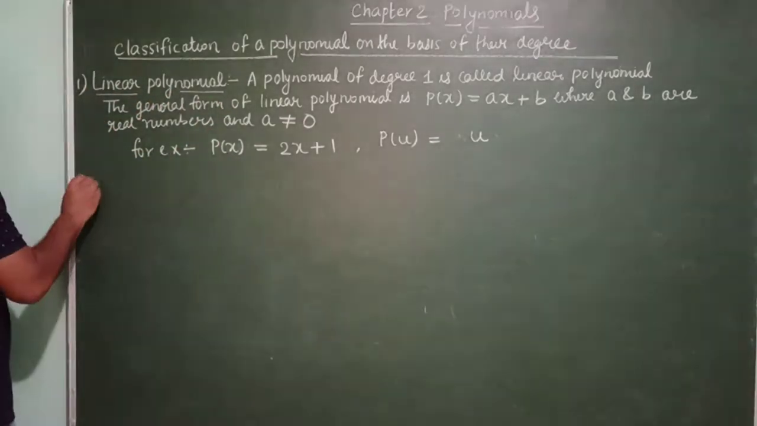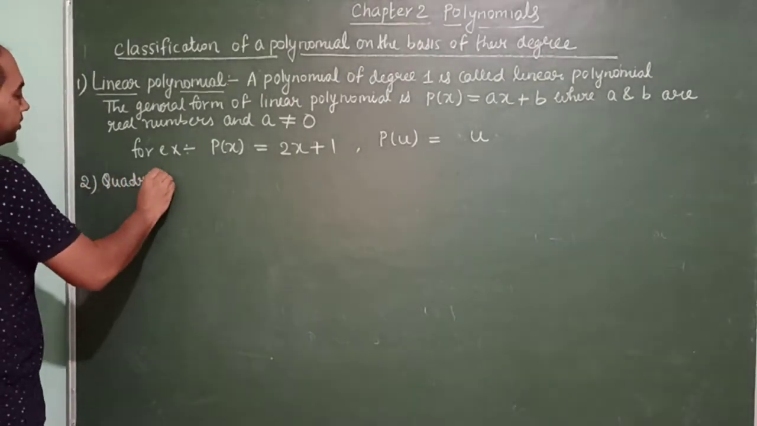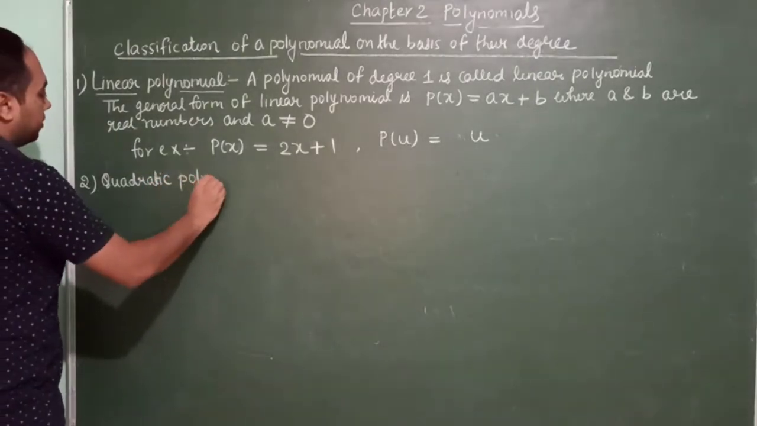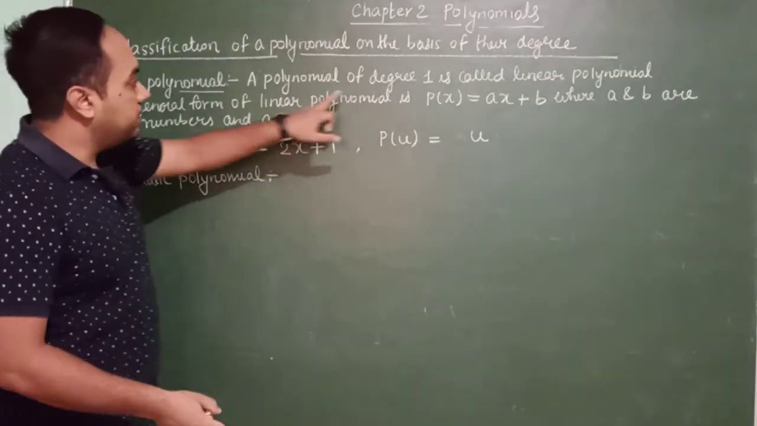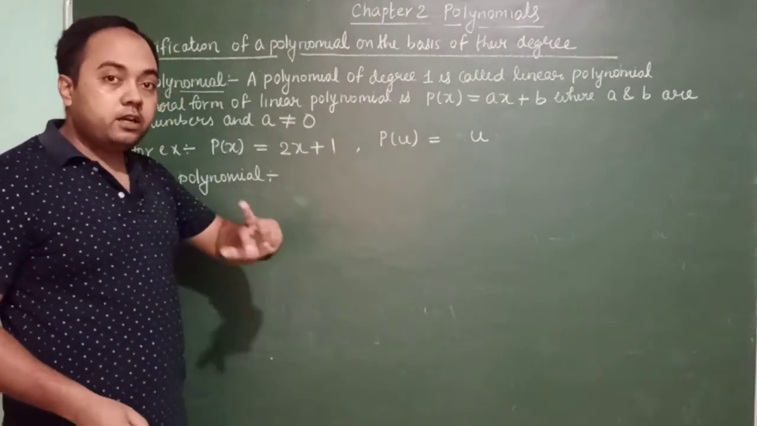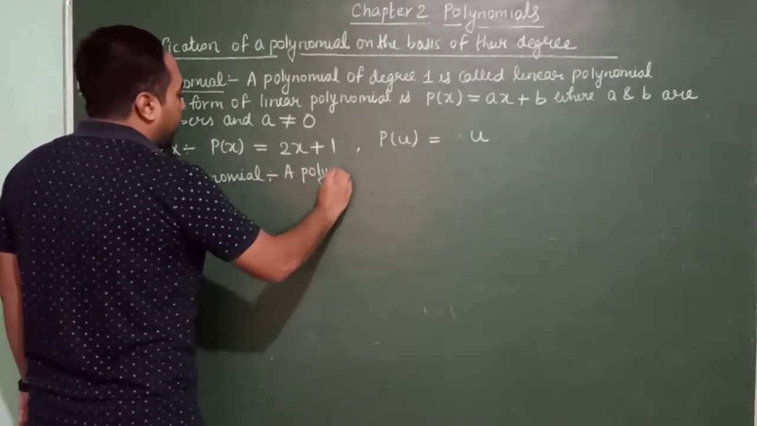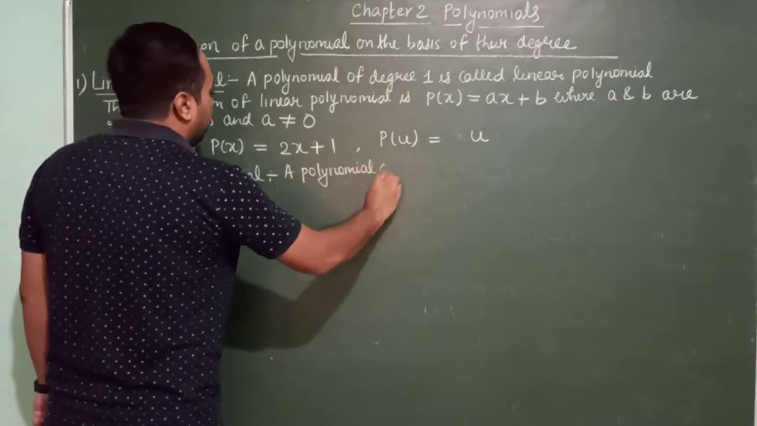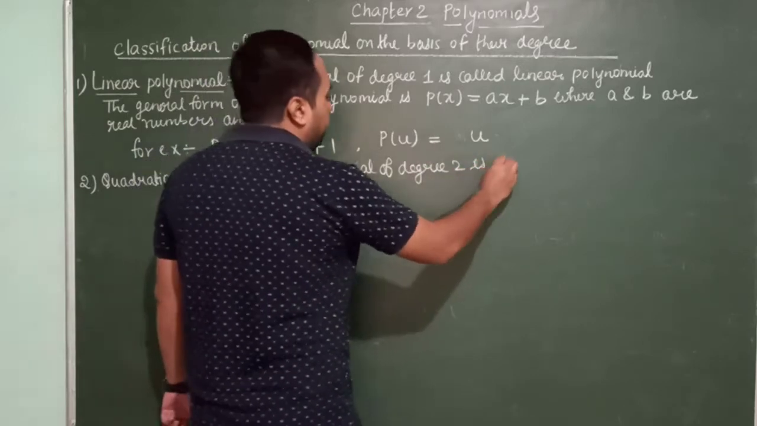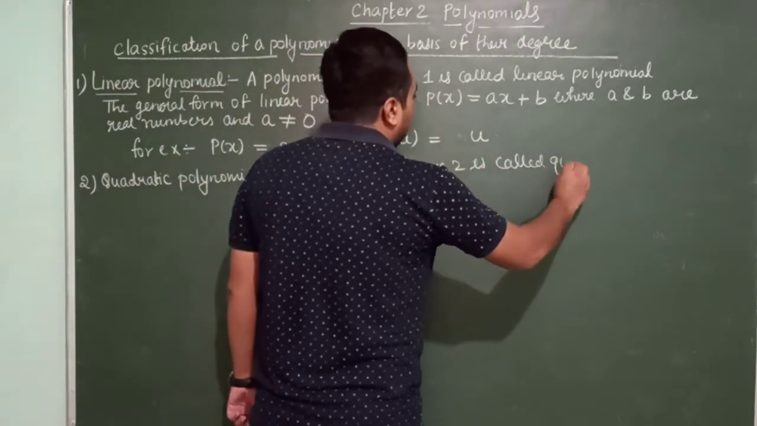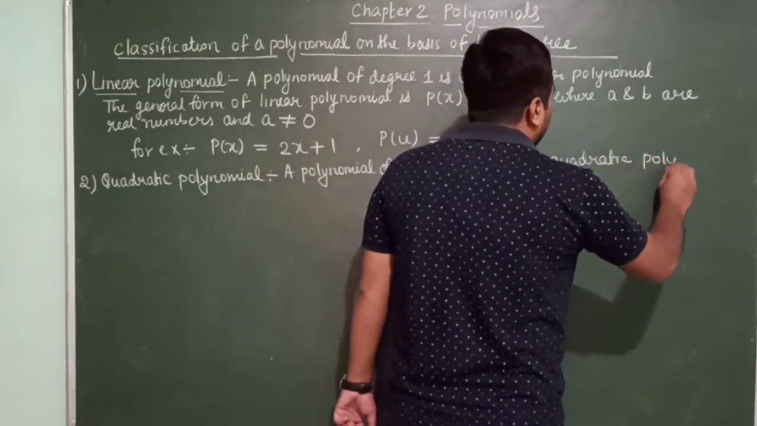Now the second definition over here is quadratic polynomial. Now the degree will increase. See, what is the degree over here? 1. So in quadratic what will be the degree? 2. So write: a polynomial of degree 2 is called a quadratic polynomial.